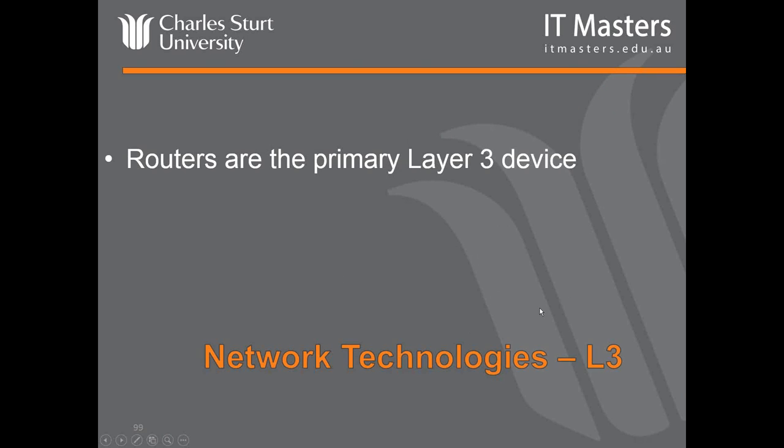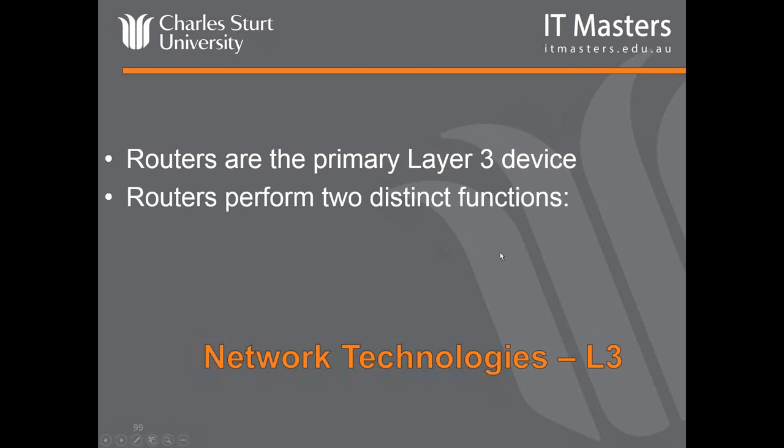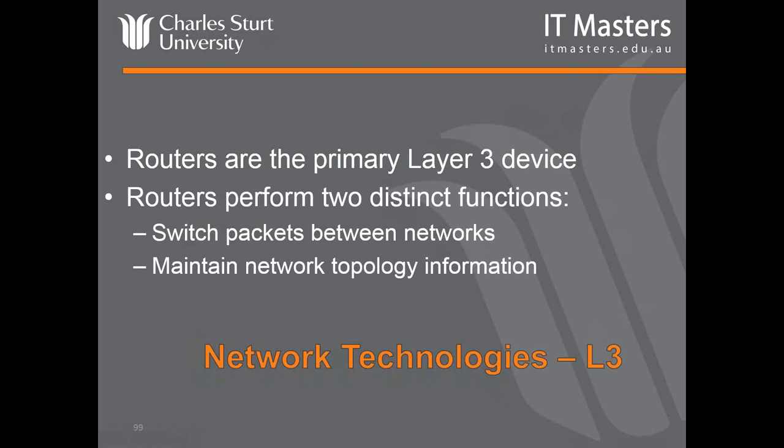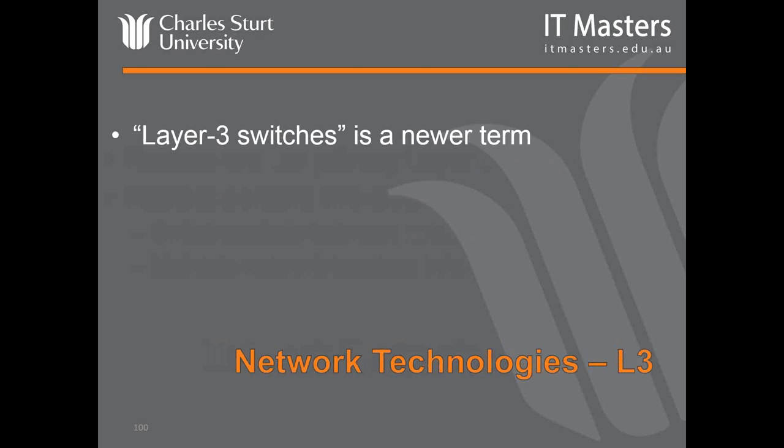Now, routers, these are the primary layer 3 device. These are the devices that allow us to communicate and talk across different areas, connect networks. There's two distinct functions. We can switch packets between networks. We also allow mapping of network topography. If a machine goes up, if a machine goes down, how do we connect to different areas? All of that, that's the things we do with routers.